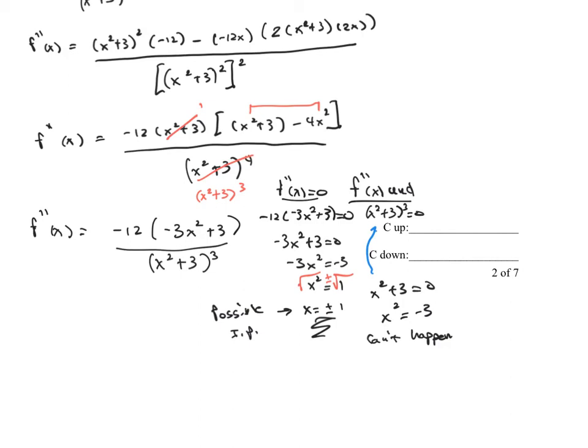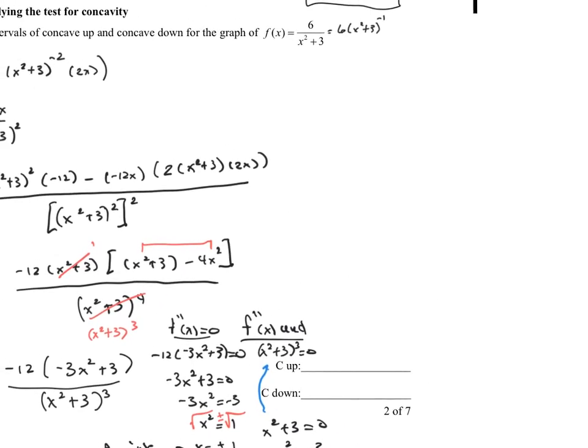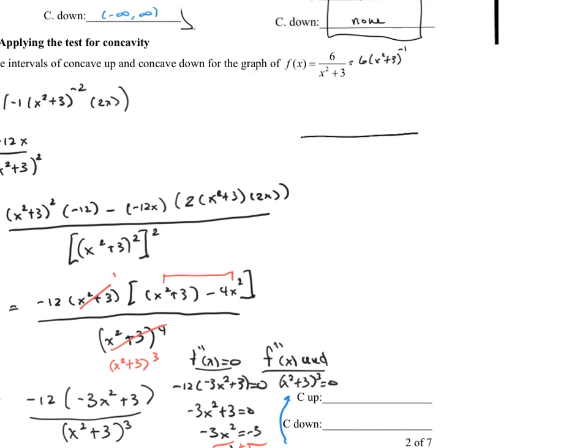So let's go to the next step, which is creating our number line. I'm going to create a number line here. I'm going to break that number line up at 2 places, at -1 and at 1. Now I'm not looking at the first derivative, I'm actually looking at the second derivative of the function. I know at -1 and 1, my second derivative was equal to 0. It was never undefined.